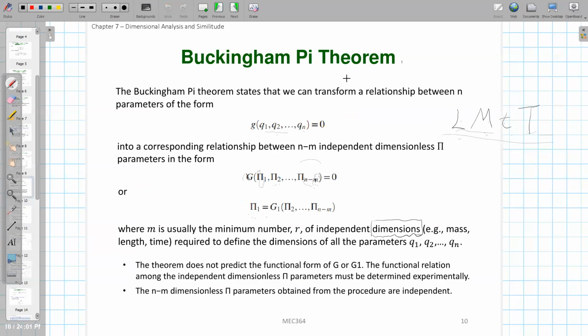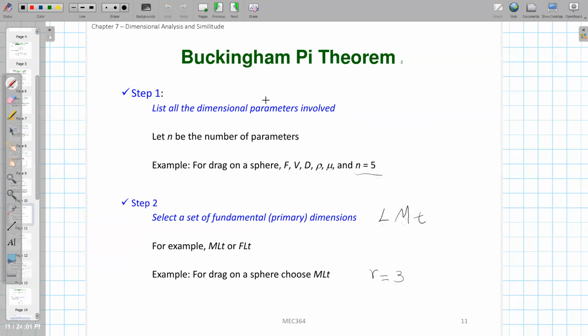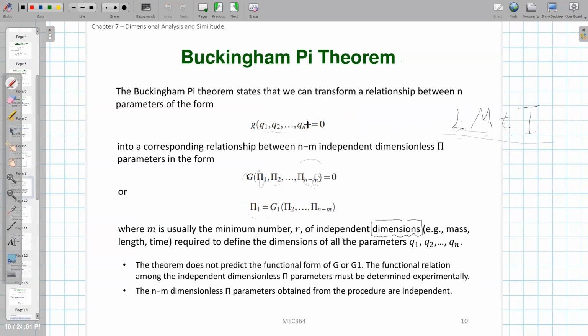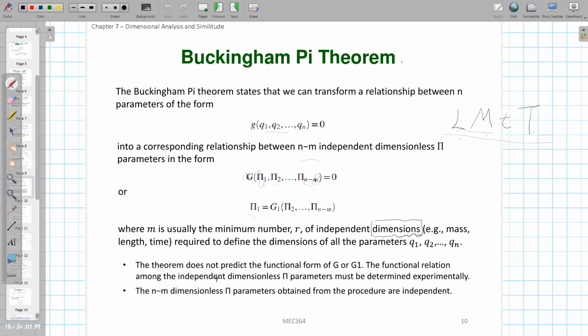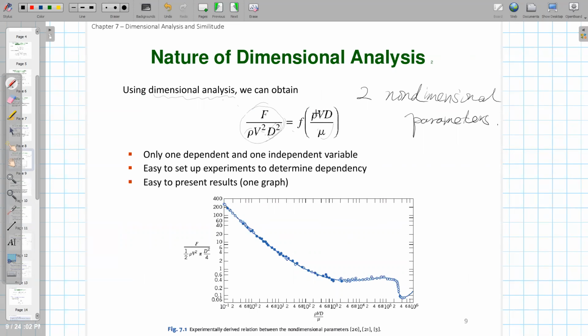Okay, so now let's go back to this Buckingham-Pi theorem, right? For a problem with 5 dimensional parameters, we have 5 dimensional parameters, right? F, V, D, rho, mu. And after we do this dimensional analysis, we find that it can be reduced to a problem with 2 dimensionless parameters. Pi 1 is this term, and pi 2 is 1 over Reynolds number. So you can write pi 1 as a function of pi 2, right?